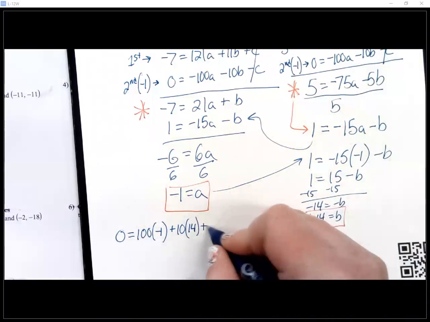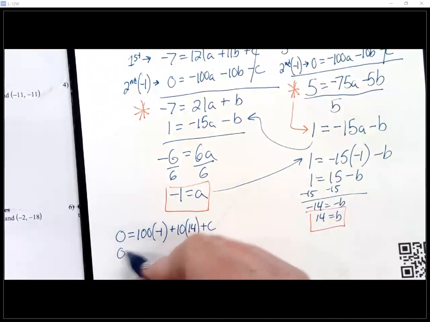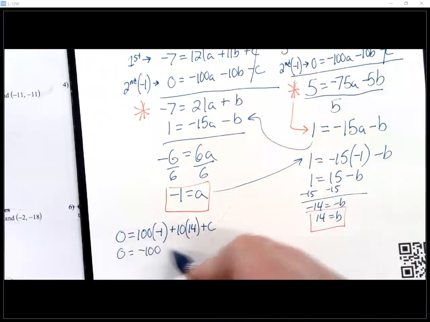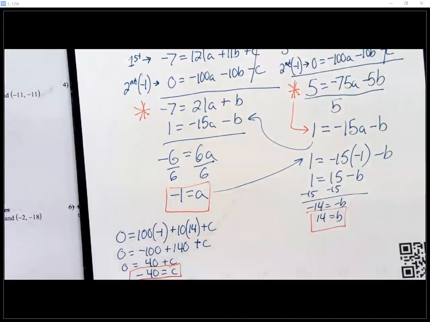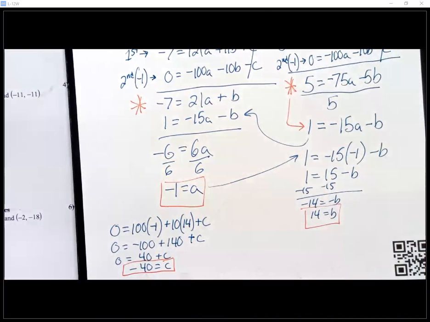So let's see what that gets me. Negative 100 plus 140. Let's see. So C is going to have to be a negative 40. Did you get what I got? Yeah, everybody did. Remember, these are so easy to mess up because one little mistake and then everything gets ruined.